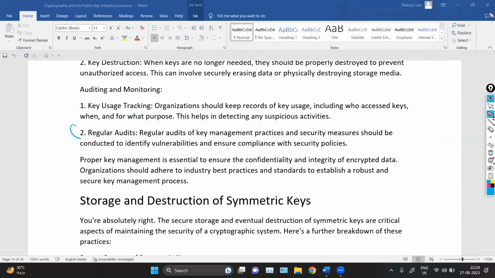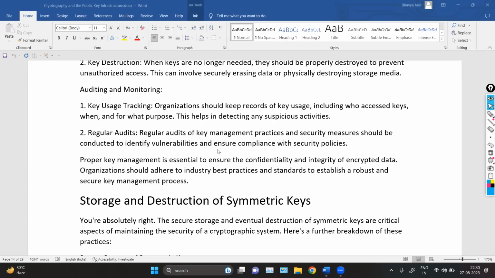Now, regular audits of key management practices and security measures should be conducted to identify vulnerabilities and ensure compliance with security policies. That is regular audits: we have to keep on checking the key management practices and policies we are following, whether everything is under control or not. Proper key management is essential to ensure the confidentiality and integrity of encrypted data. Organizations should adhere to industry best practices and standards to establish a robust and secure key management process. So that is the summary.